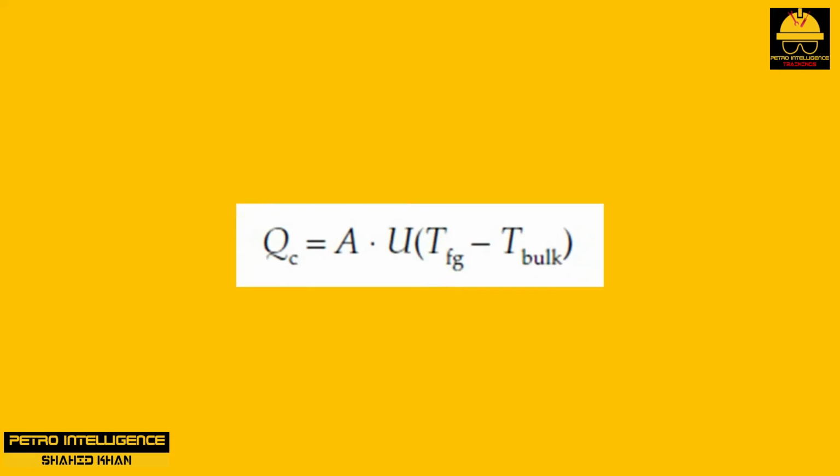The amount of heat transferred to the process fluid in the convective section of a heater is governed by QC equals A times U times (TFG minus T bulk), where QC equals convective heat transfer rate, BTU per hour. A equals surface area of the tubes, square feet. U equals a heat transfer coefficient, BTU per hour square feet degree F. TFG equals temperature of the flue gas, degree F. T bulk equals temperature of the process fluid flowing inside the tubes, degree F.